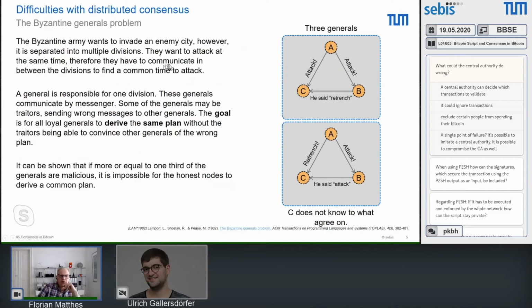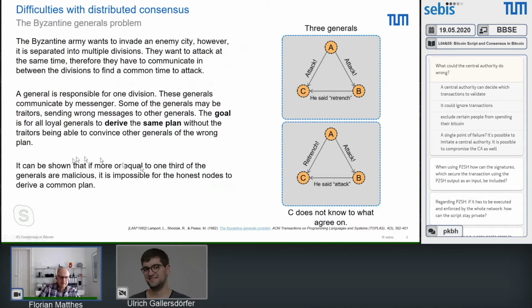So therefore, the goal is to have a consensus between the divisions. Here in this case, three divisions decide whether to attack or not to attack. Obviously, their goal is to have the same plan and also make sure that the consensus can be reached, even if there are some generals who lie.